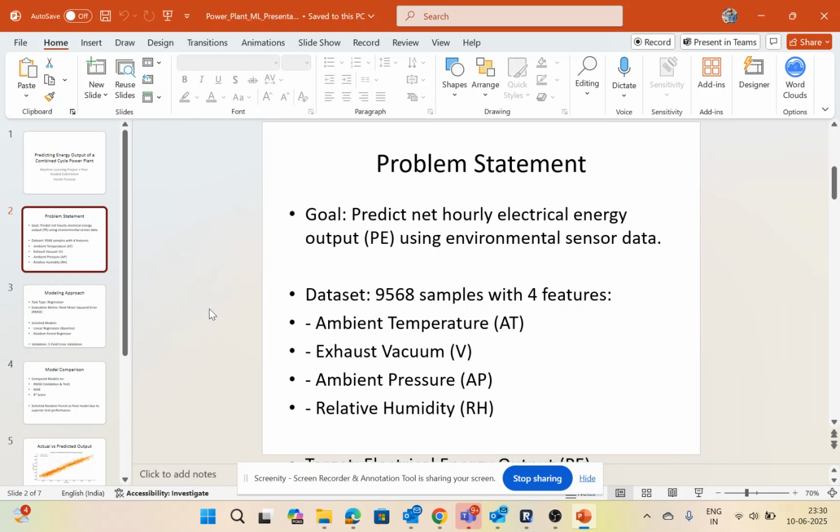The features include the ambient temperature, AT, measured in Celsius, V, which is the exhaust vacuum in centimeter Hg, AP is the ambient pressure in millibars, and RH is the relative humidity as a percentage. These features are collected via sensors at the power plant. The target we are trying to predict is PE, the net hourly energy output. Our challenge is to find the pattern in this data that can help us predict the PE based on the other four variables.